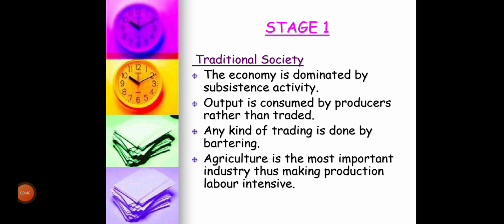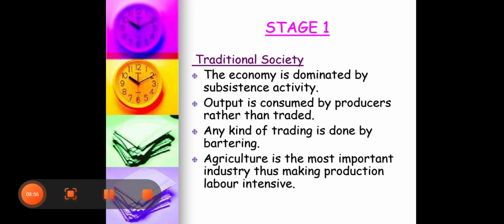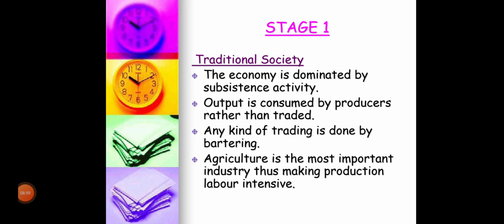So any kind of trading is done by bartering. Agriculture is the most important industry. So agriculture during this time is the important industry. Why? Because they need products for their consumption. During that time, wala pa man sila ganid og kuryente, wala pa man sila ganid og education. So their main focus is for food, for their own consumption: food, clothes, shelter.